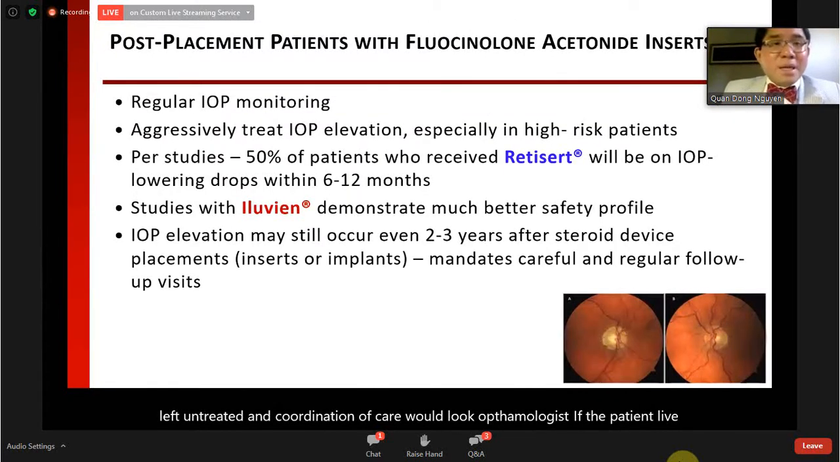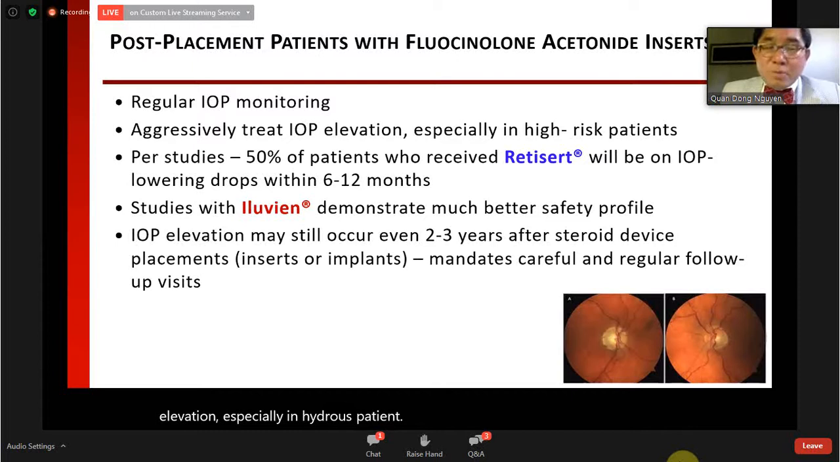Finally, for the post-placement patient with the fluocinolone acetonide insert, what do we do once we have put the insert inside the eye? Certainly we should have regular IOP monitoring, either do it ourselves or have one of our colleagues help locally if necessary. We should aggressively treat the ocular pressure elevation, especially in high-risk patients. Our study has shown that 50% of patients who receive the Retisert would be on IOP lowering medication within 6 to 12 months. Definitely, we should keep that in mind, but also understand that the study with the ILUVIEN thus far demonstrates a much better safety profile than what we have seen with the Retisert.